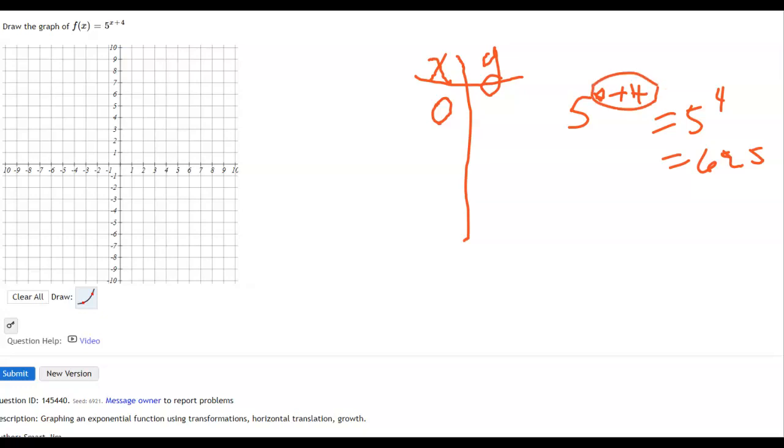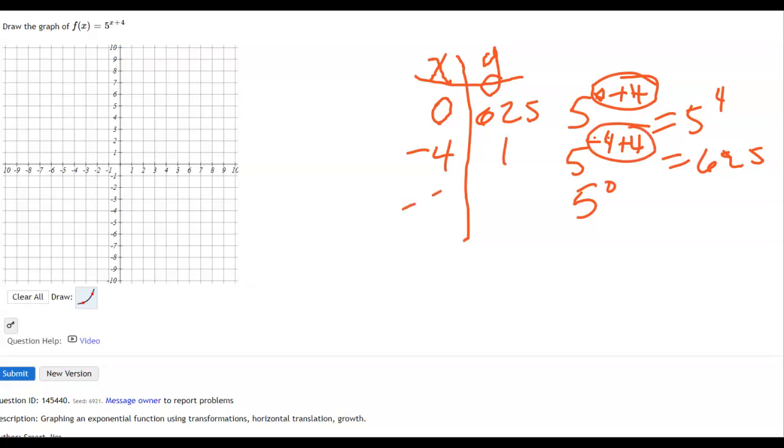So notice that since you're adding 4, we're going to want to put in negative numbers for x. So while this is 625, that doesn't really help us to graph on the grid that they've given us. But if you want this to be a 0 up here, then your x value would have to be a negative 4. And that's where you would get 5 to the 0 power, because 5 to the negative 4 plus 4 is 5 to the 0 power, right? Negative 4 plus 4 is 0. So that gives you 1.